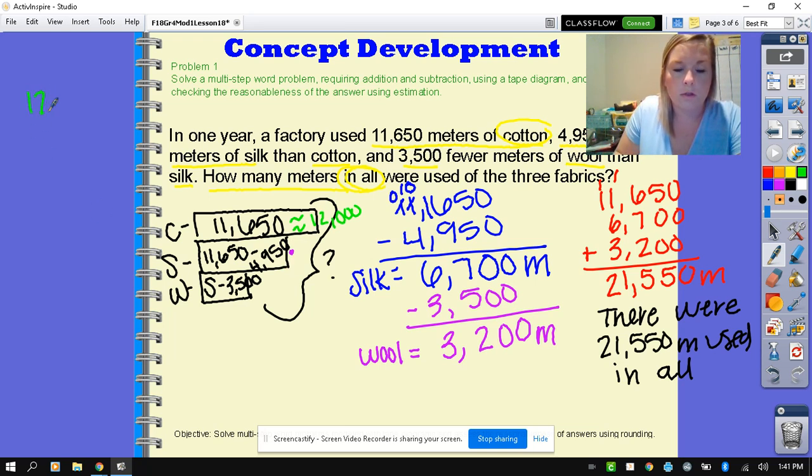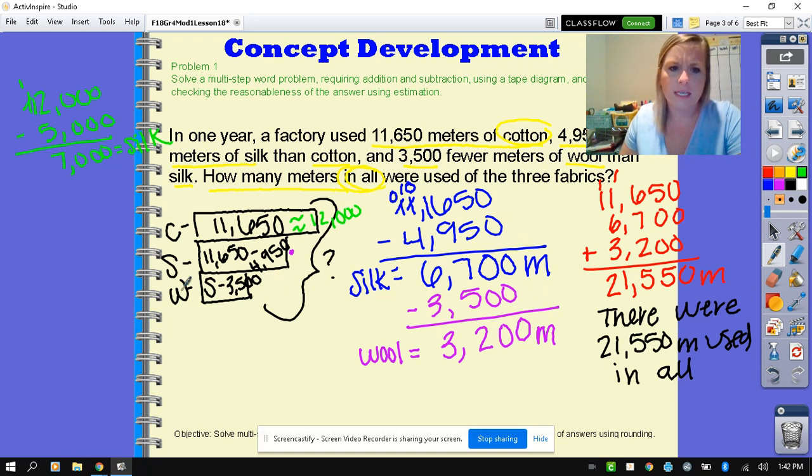So 12,000 minus 5,000. So 7,000 is about what our silk was. And that's pretty close. We got the answer of 6,700. So far it makes sense.